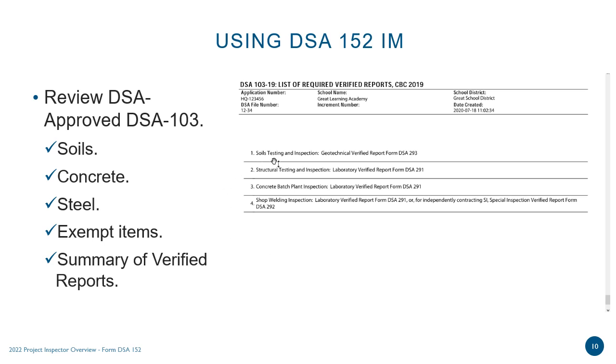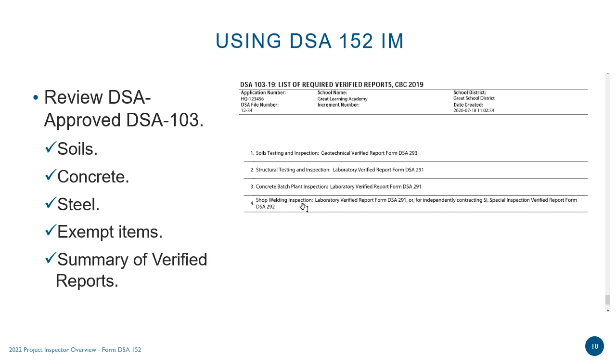So there's the soils one, the form DSA 293, the structural testing and inspection one, that's often from the lab, the 291, and the concrete batch plant inspection, which is usually going to be covered by the lab as well through a combined report that covers tests and special inspections.